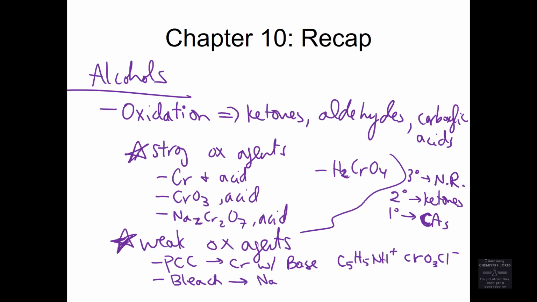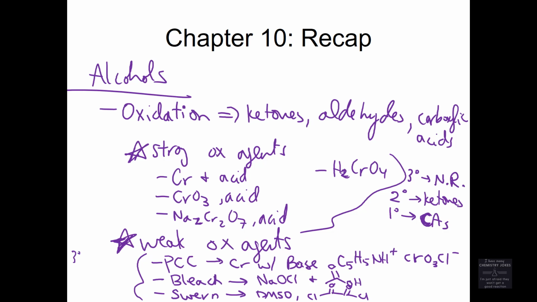That's sodium hypochlorite and acetic acid. You'll also see the Swern oxidation as a weak oxidizing agent. That's DMSO and oxalyl chloride. Yep. What's different in strong and weak?